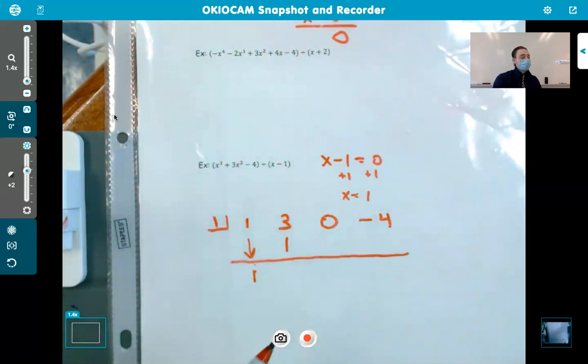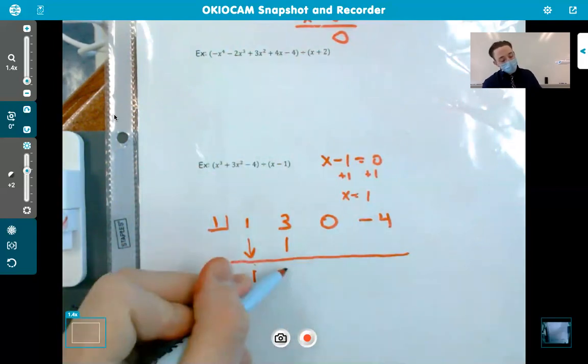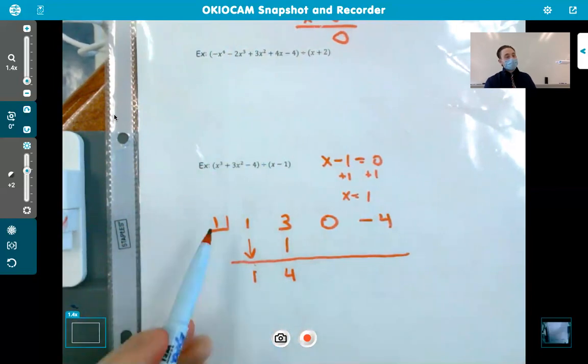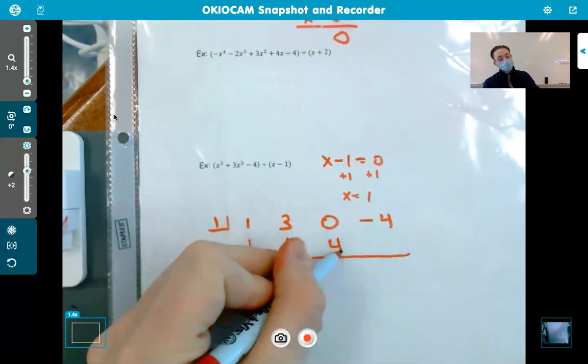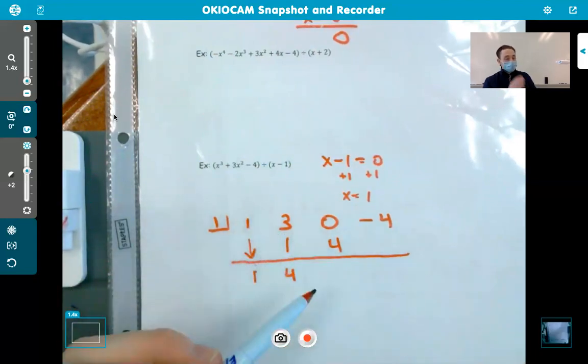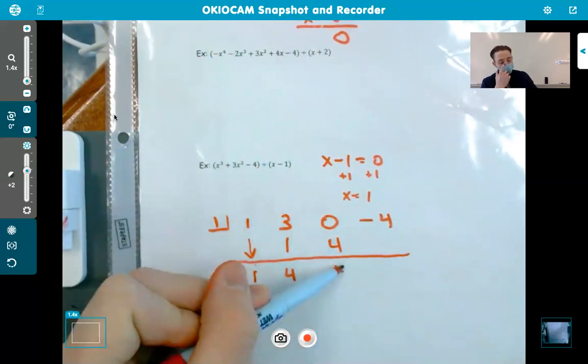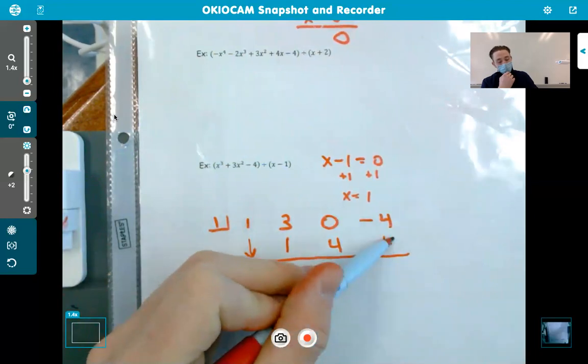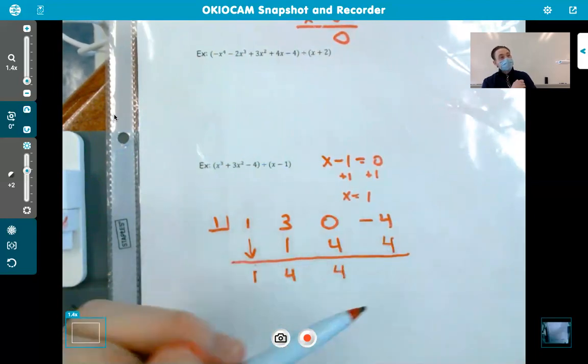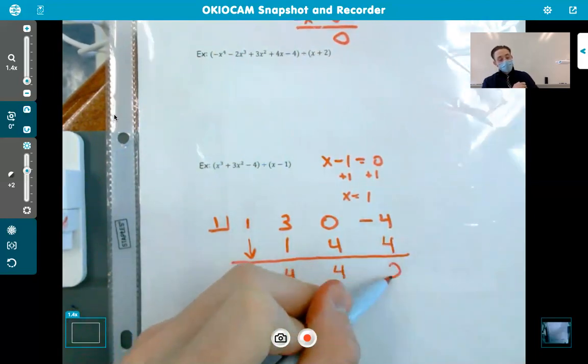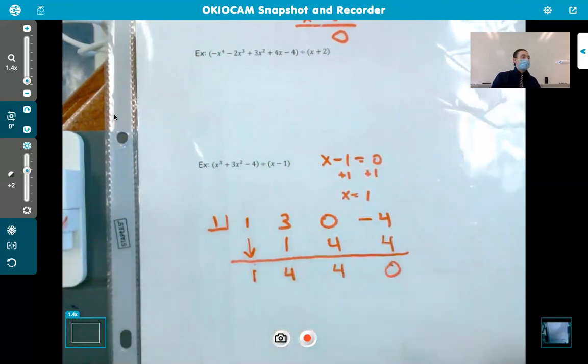What's 3 times 1? Or 3 plus 1, excuse me. 4. What do I have to do with the 4 and the 1? Multiply, I get 4 times 1, which is 4. 0 plus 4 gives me 4 times 1. -4 plus 4, 0. When I get a 0 there, what does that mean? What do I not have? There's no remainder. Good.